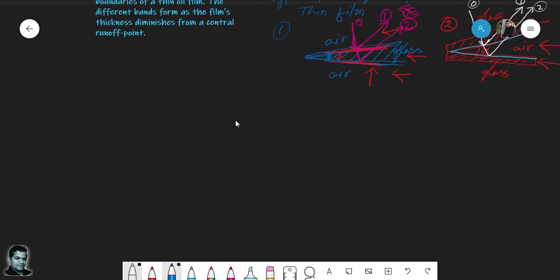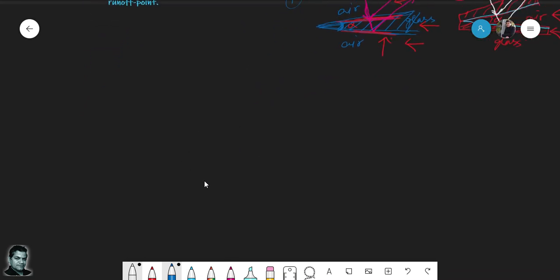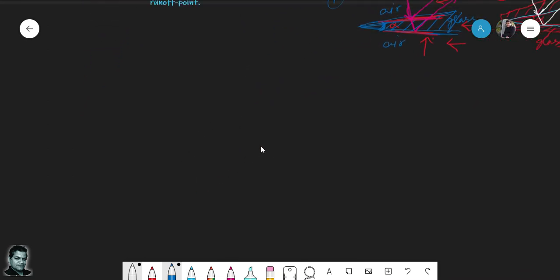Now let us try to find out the conditions of maxima and minima. This is a little bit complicated, so to understand this, first we have to be very careful in drawing the required pictures. Let's say this is the wedge shaped thin film where the wedge angle is alpha, and that wedge is formed between the two interfaces OI and OI prime.